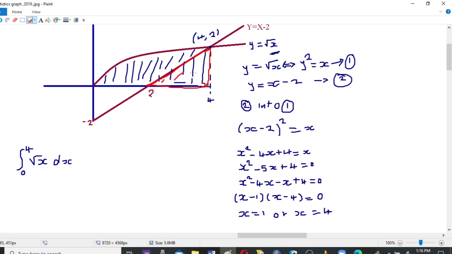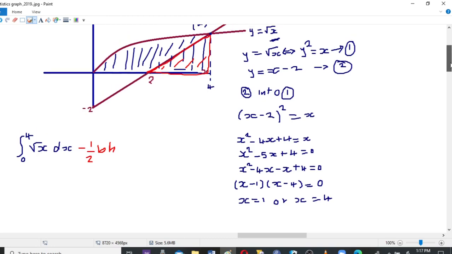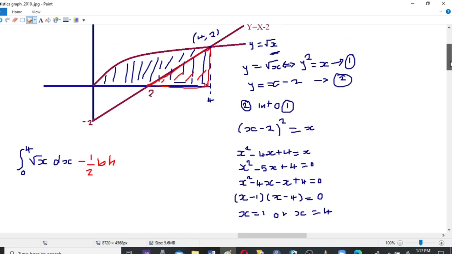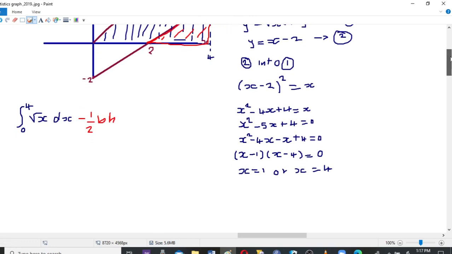So what are we going to do? After integrating here, we are going to subtract this area of a triangle. We know by the formula that the area of a triangle is half multiplied by base and height. If we do this, then we would have found the area bounded by those three curves. Let's go ahead and do this. So this is method 1, where we are using single integration.